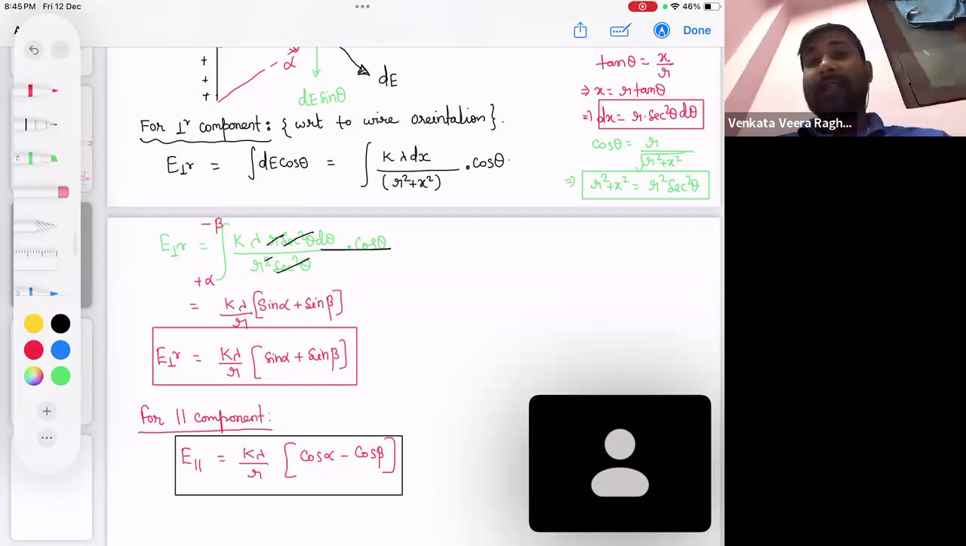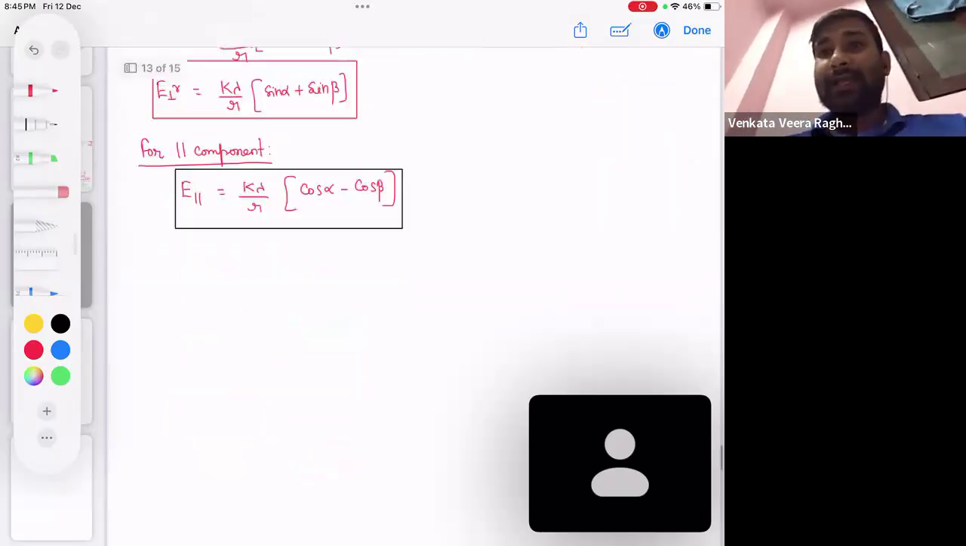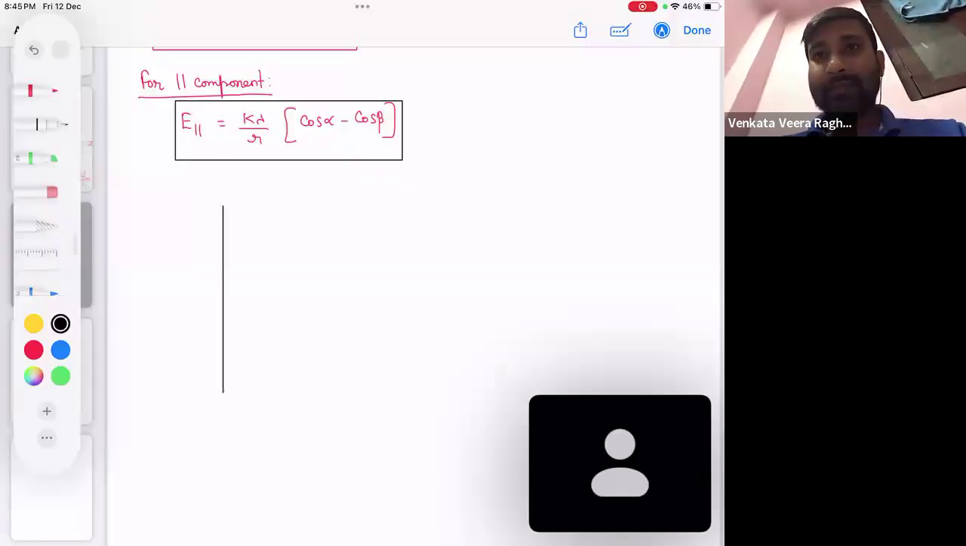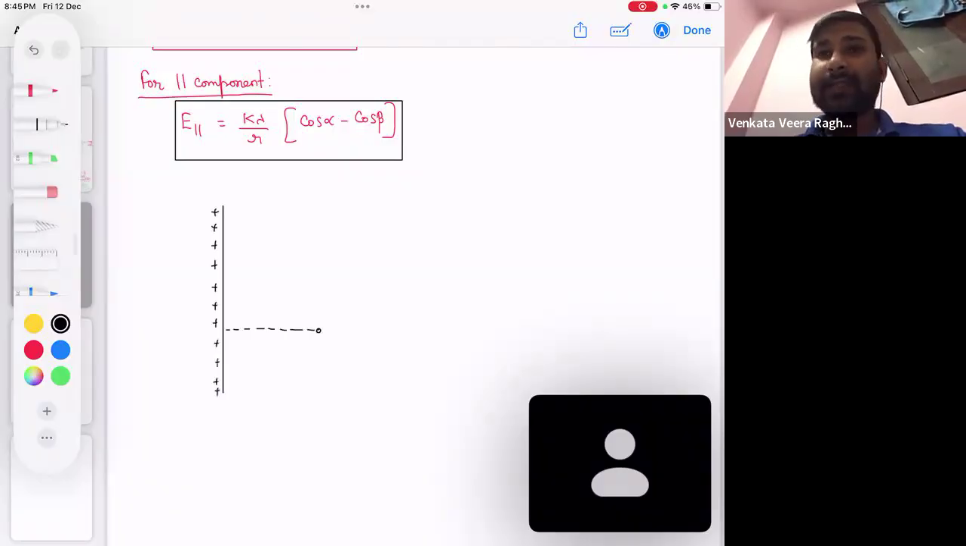Only component will come is what? Is the perpendicular to the rod. So let me summarize it and tell you one last time what we have done here. See, this is the rod, right? This is the point. And this is how the distribution of charge is there, which has the linear charge density lambda, and the perpendicular distance is r.